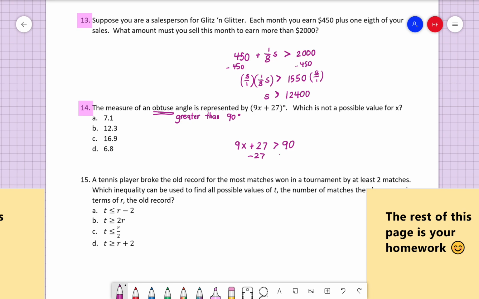Subtract 27, 90 minus 27 is 63. So 9x is greater than 63. Let's rewrite that. Then we'll divide out that coefficient. That is x greater than 7. So which is not a possible value for x? That means which answer choice is not greater than 7? The only one not greater than 7 is D.